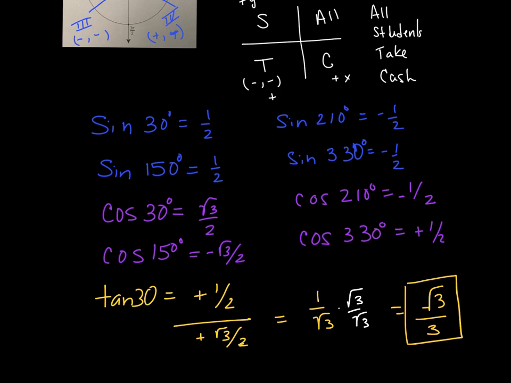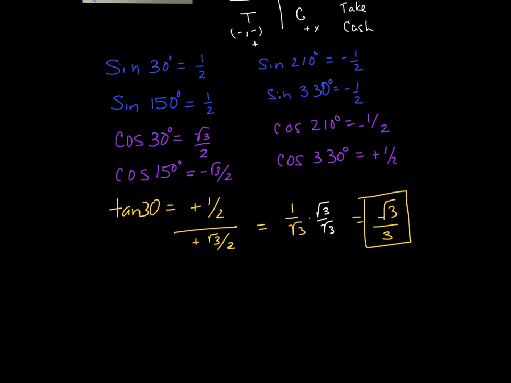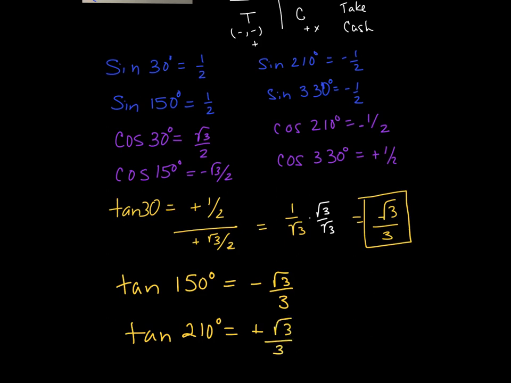The only thing that changes is the signs going along. So then you know that the tangent of 150 degrees is going to be negative square root of 3 over 3. The tangent of 210 degrees, because it is in the third quadrant, is going to be positive square root of 3 over 3. And lastly, the tangent of 330 degrees is going to be negative square root of 3 over 3.